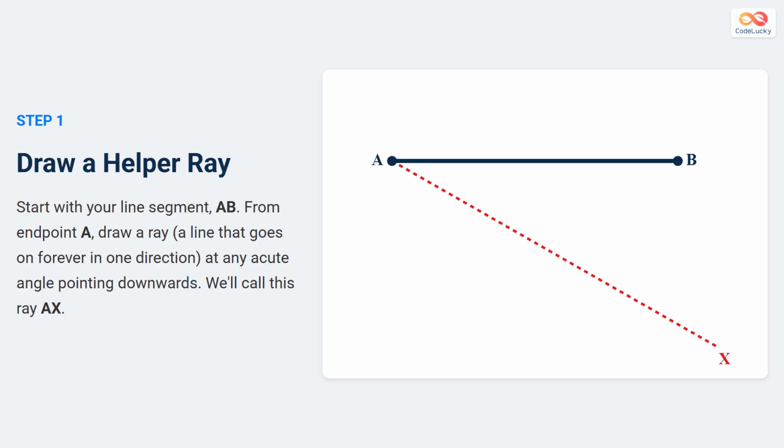Let's begin with our segment AB from endpoint A. The first step is to draw a new ray, which we can call AX. This ray should extend from A at an acute angle, which is any angle less than 90 degrees.